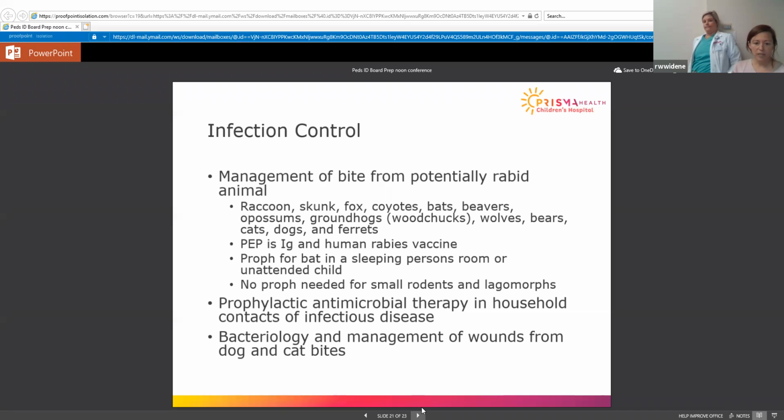Prophylactic antimicrobial therapy and household contact from infectious diseases. This is also Red Book minutia, so pay attention to meningitis from Neisseria, strep pneumo, and H flu, and who do you prophylax and who do you not prophylax.